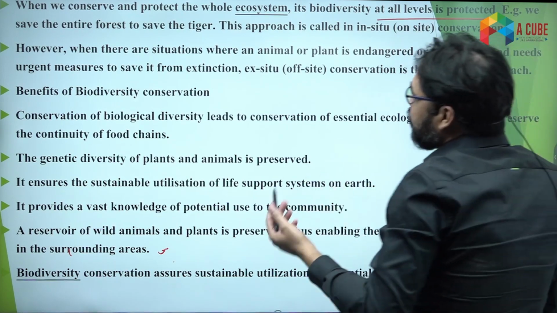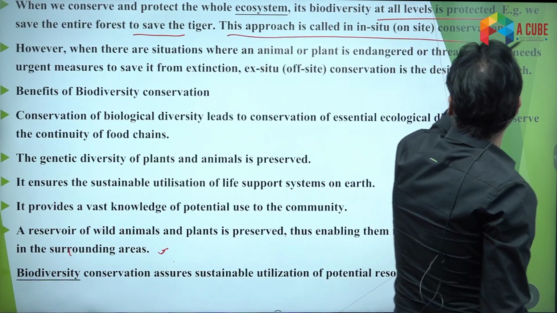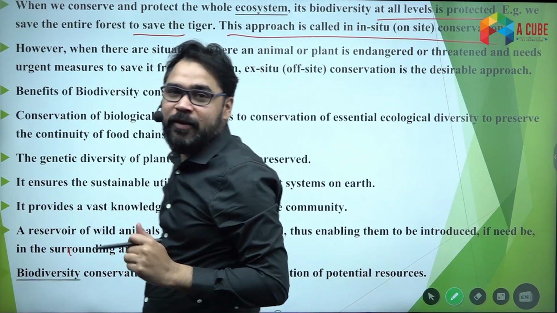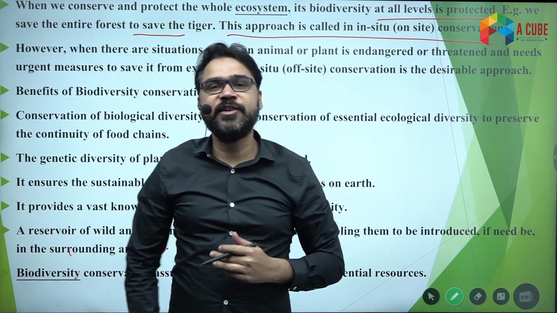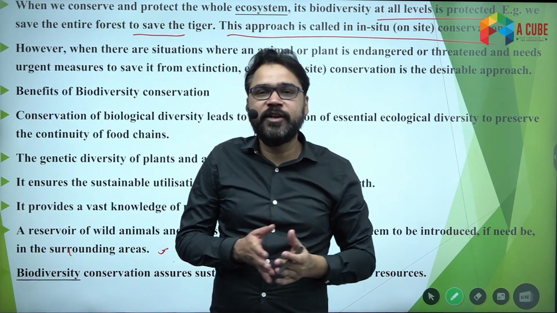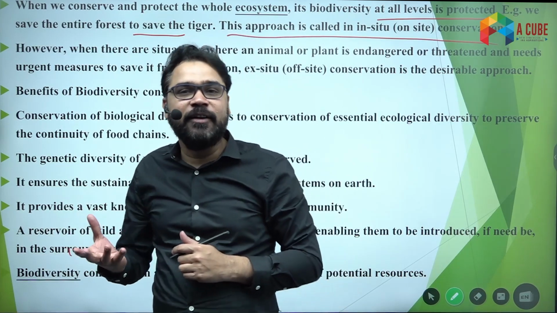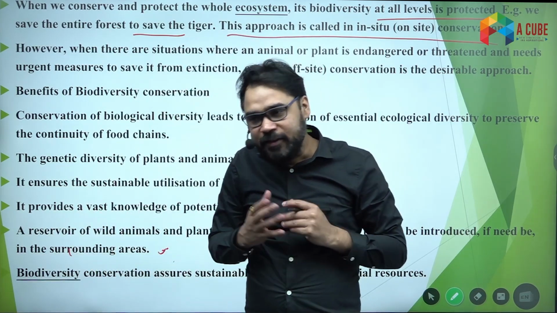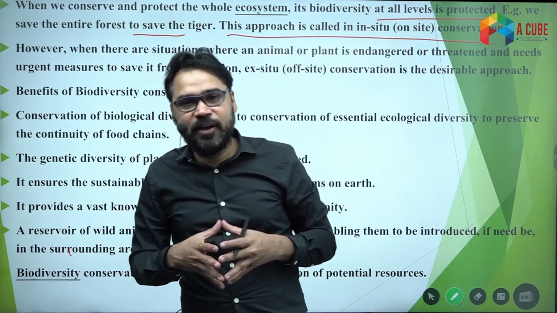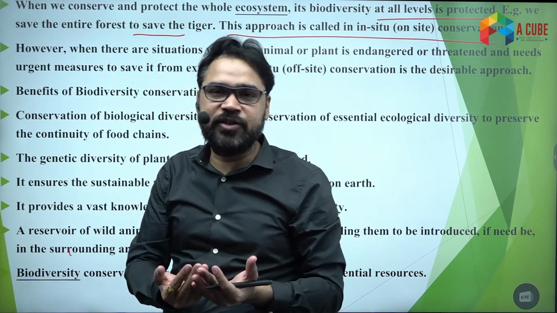Example, we save the entire forest to save the tiger. This approach is called in situ or on-site conservation. Now viewers, you must have heard of many initiatives taken by the government of India, such as Project Tiger, Project Elephant. When I'm talking about Project Tiger, about a tiger reserve, that means in that particular tiger reserve, I'm not just conserving the tiger, but I am actually conserving the entire ecosystem.